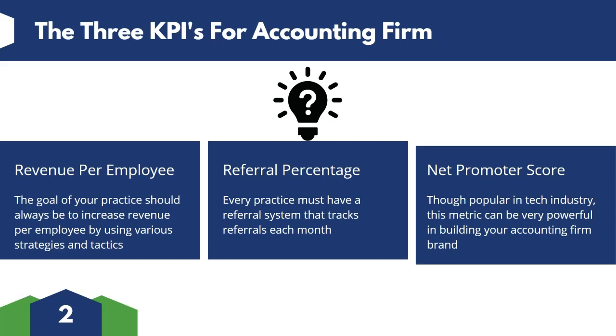The third one is net promoter score. This is pretty popular in the tech industry, with SaaS products and things like that, but I strongly recommend you use this metric in your accounting firm. Basically, you have a survey which you send out, and the main question is: how likely are you to recommend your business? Let's say it's a product or a business. In our case, it's an accounting firm.